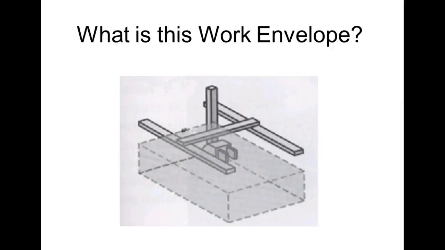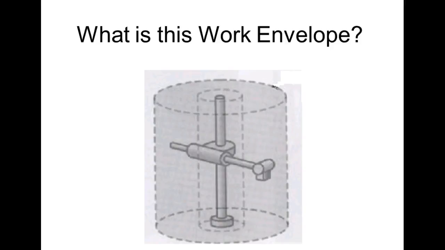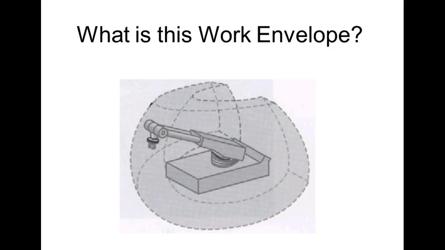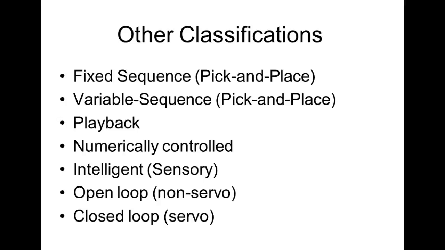So what would this guy be? Yeah, rectangular. So we have a couple of rectangular robots that we'll look at. This would be what? Cylindrical, we don't have any of these available. This would be spherical, and we don't show it jointed spherical.